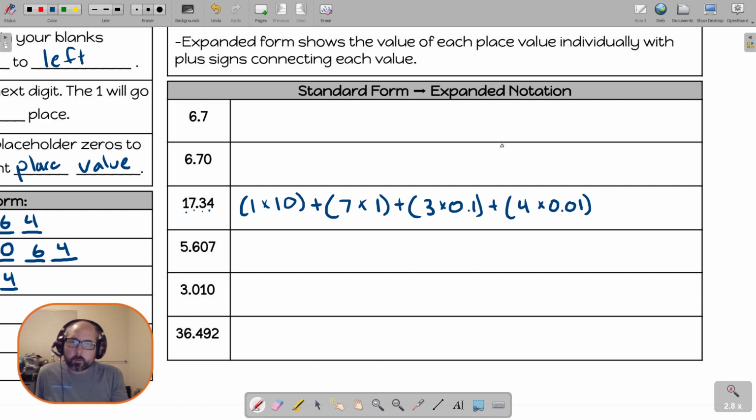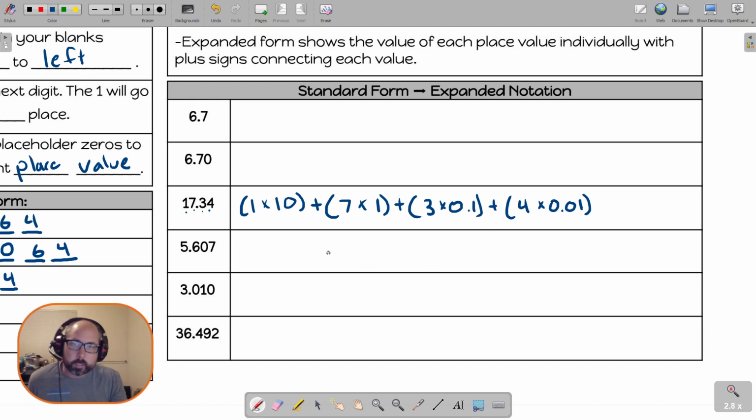Okay, so guys, I started on the left with the largest place value, whatever it is, and I worked my way to the right and continued. So however many digits you have, that's how many of these little parentheses and multiplication problems you should have in your expanded notation.